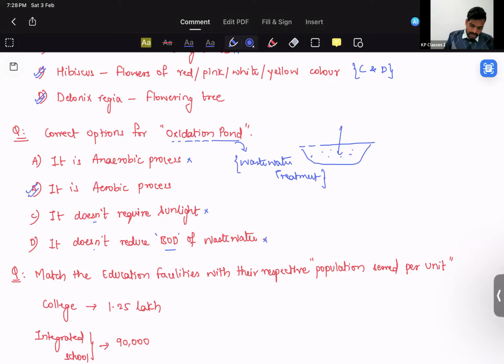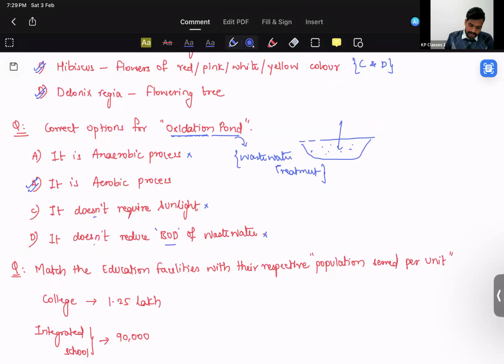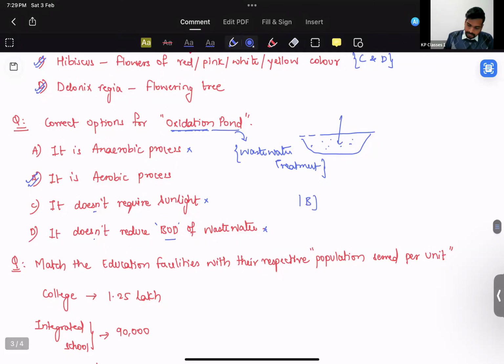The correct option over here would be that it is an aerobic process, because it is oxidation. In the name itself, it is written. It's an oxidation pond. The digestion process happens in the presence of oxygen. The bacteria would be decomposing the organic waste present in the wastewater. So that would be the answer. B would be the correct answer for this question.